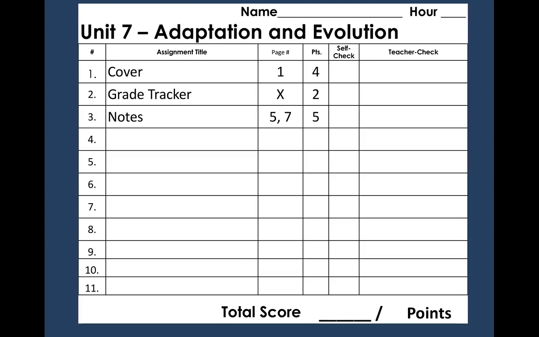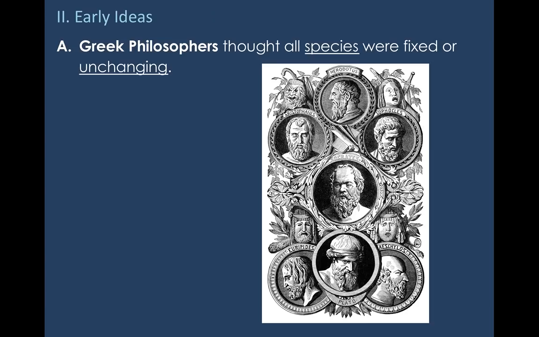So as we're talking about adaptation and evolution, some of the early ideas. The very earliest record of anybody really even thinking about this were the Greek philosophers, and they actually thought all species were fixed or unchanging. They didn't really think there was a change over time in a species. They didn't really observe that, nor did they have any record of it.